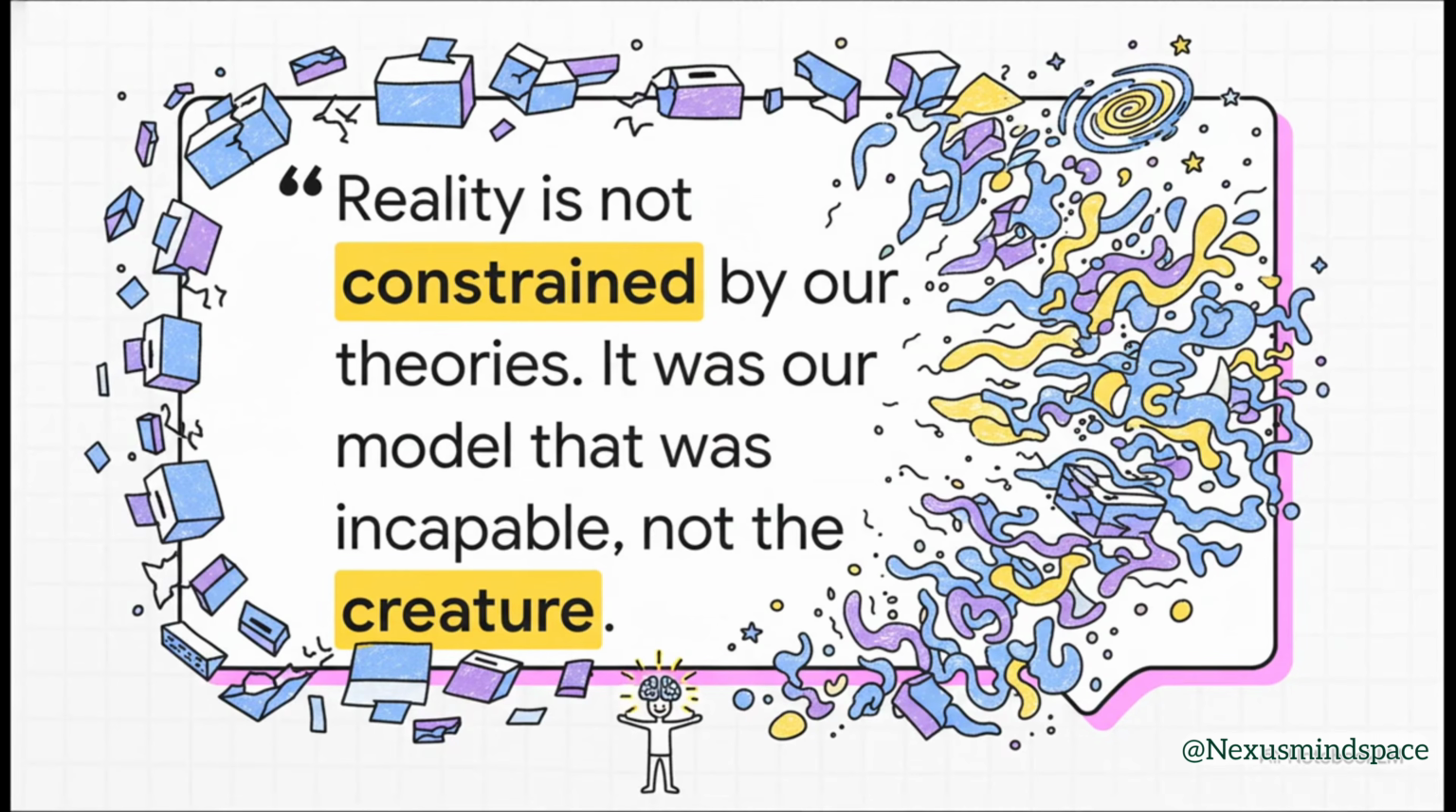This really gets to the core of the scientific lesson here. We just can't expect the universe to fit perfectly into these neat little boxes we build for it. When our theories don't match up with what we can see with our own eyes, it's not reality that's broken, it's our theory. The problem was never, ever the creature, it was our model.